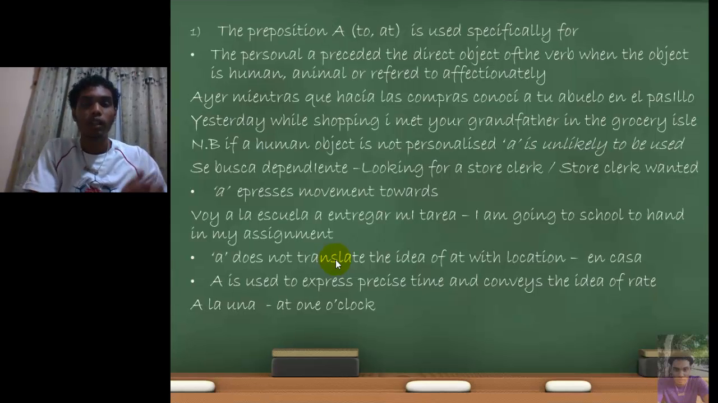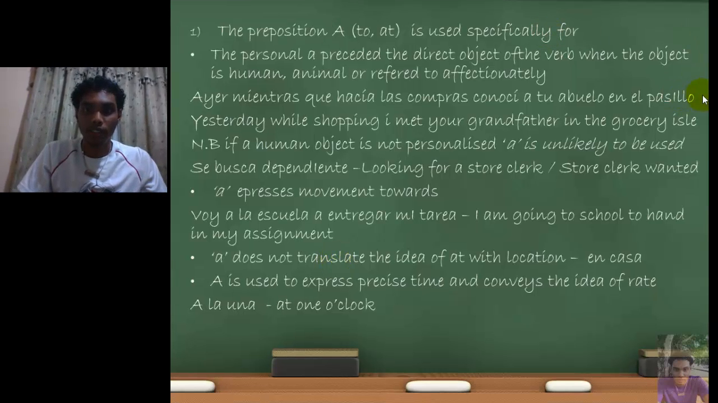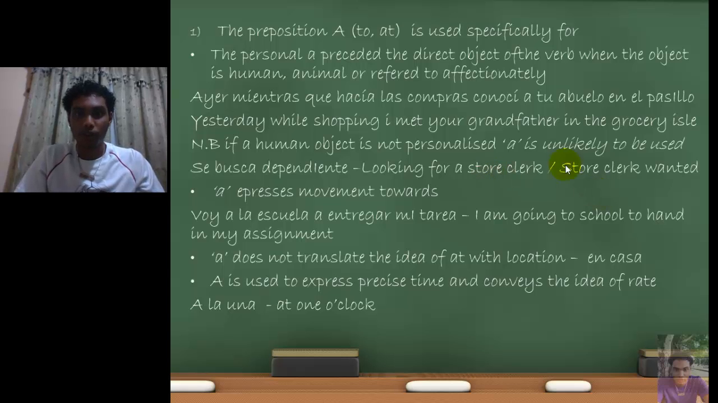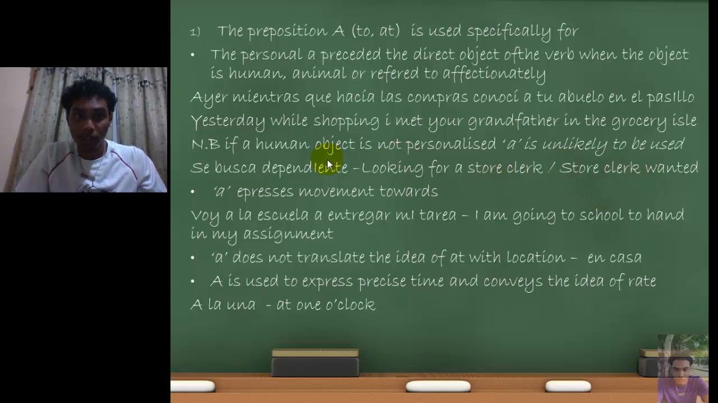Right? The prepositions are, I've listed all these important things to know, so you can pause the video and write them down. But I just want to draw reference to this. Se busca dependiente, looking for a store clerk, right? Or a store clerk wanted, right? That is just so that the personal a is unlikely to be used if a human object is not personalized, right?